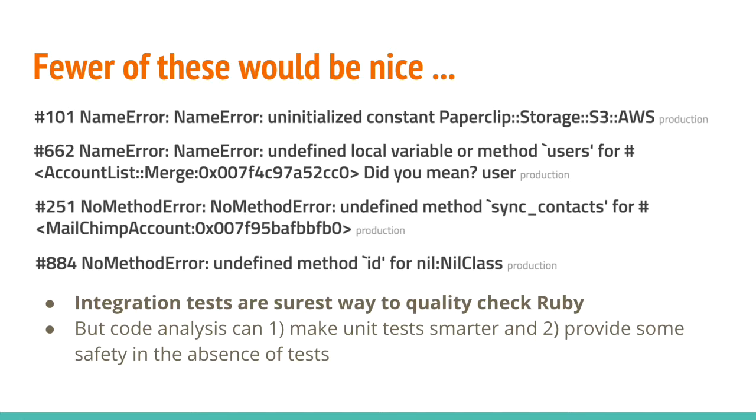So what can code analysis do for us? Well, code analysis can do two things for us. One is it can make our unit tests smarter. We're going to see how to do that. And the second thing is it can provide some limited safety even in the absence of tests.